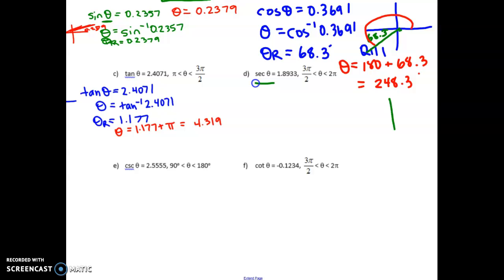All right, so here we're looking for the angle, and the question is secant is 1.8933. It says it's between 3 pi over 2 and 2 pi, so we're looking down here in quadrant 4. Now, secant we can't calculate, but we can calculate cos. So we know that cos is the reciprocal of secant, which means I could go 1 over 1.8933. So I have to divide those two in order to get cos. So let's divide them.